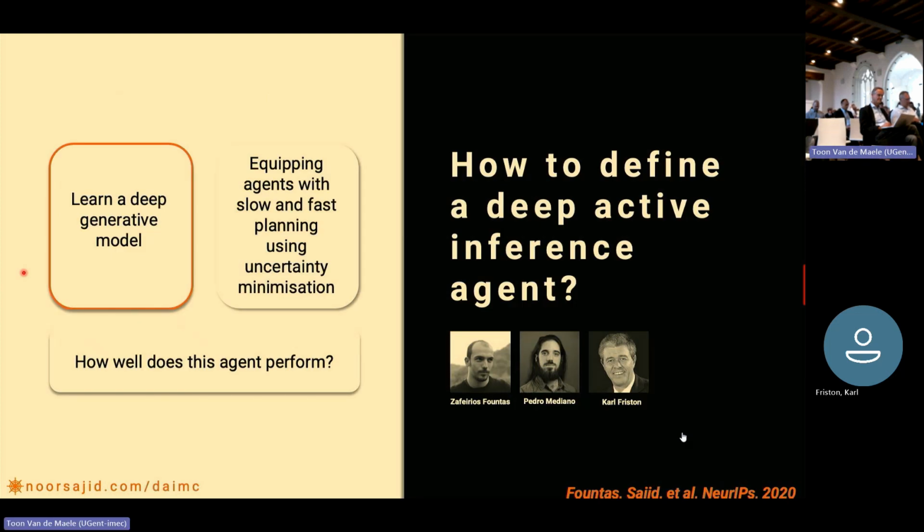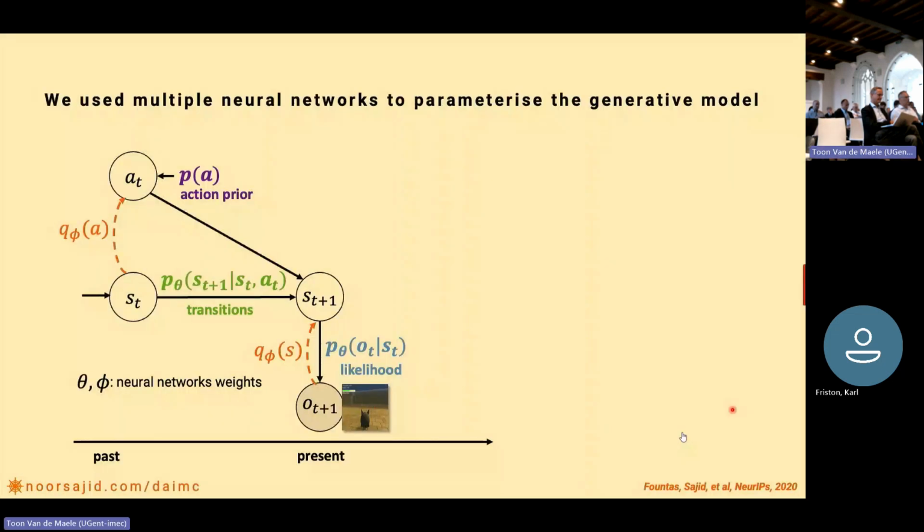Okay, so the first bit that I wanted to do was start off with how we would even define a deep active inference agent's generator model. This part of the tutorial is just going to focus on that. But before I continue, I just wanted to highlight that this work in the code was done in collaboration with Zephyrus Fontes, Pedro Mediano, and Carl Friston. So let's move on to the next bit.